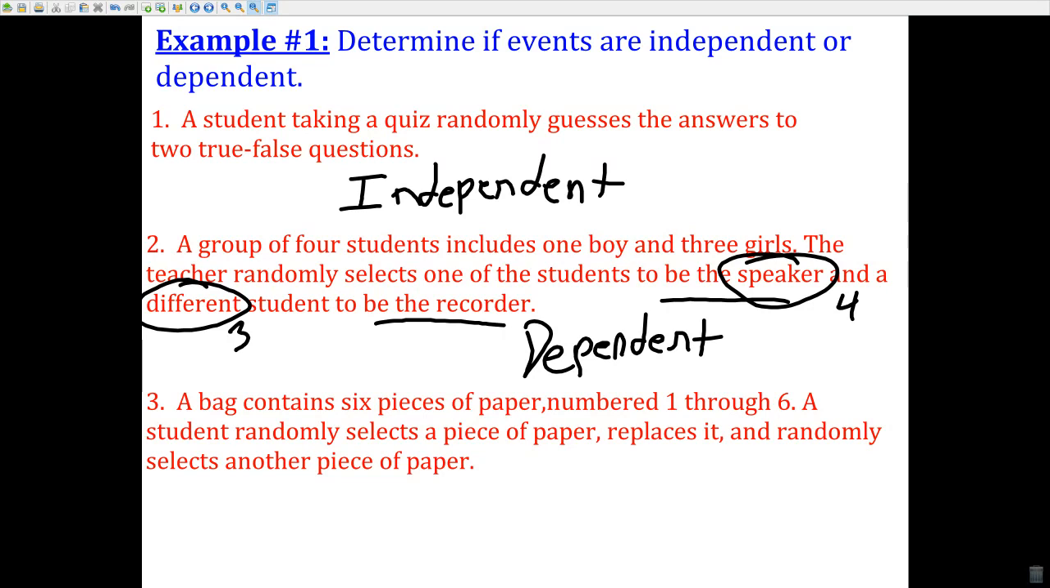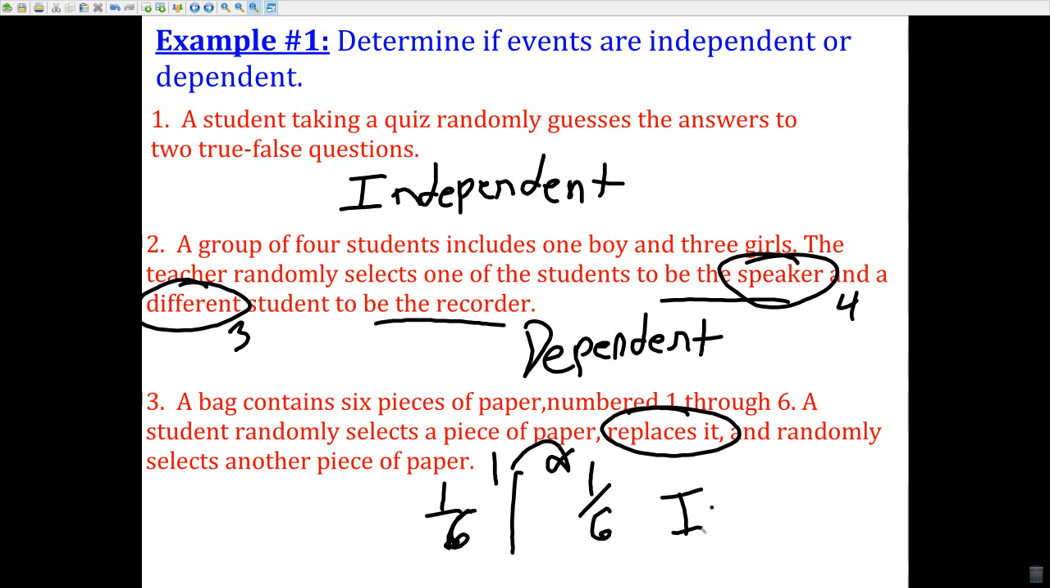A bag contains 6 pieces of paper, numbered 1 through 6. A student randomly selects a piece of paper, replaces it, and randomly selects another piece of paper. So you choose 1 of 6, right? Let's just say you choose 1, but you put the 1 back into the bag. So you had a 1 of 6 chance grabbing a 1. Okay, now you're going to put that back. You still have a 1 of 6 chance to pick any of the other ones, right? So this is independent.